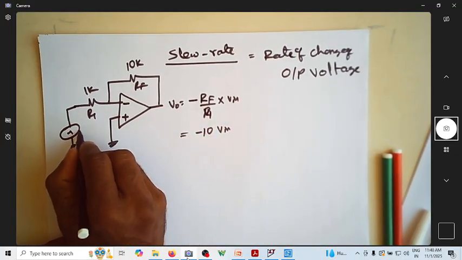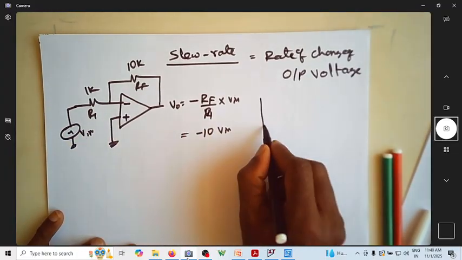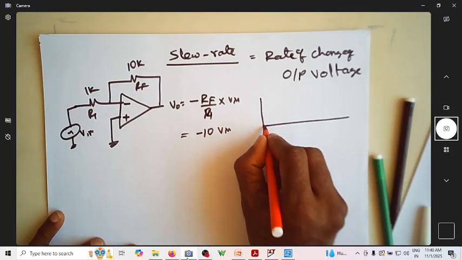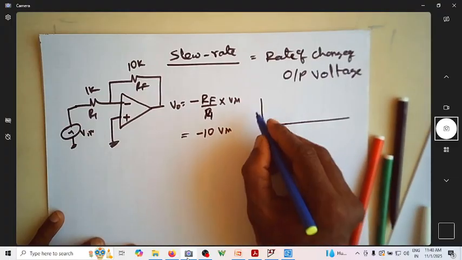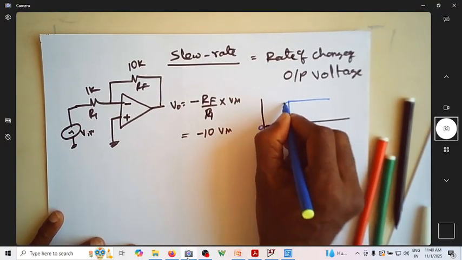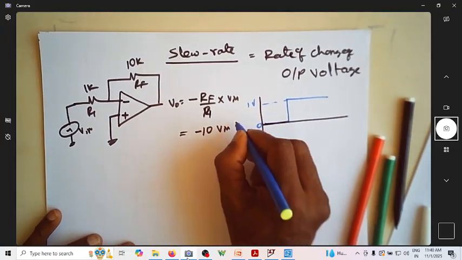If this Vin is something like this, assume that it is initially 0 and then goes to 1 volt. This is like 0, now it is 1 volt. This is Vin.